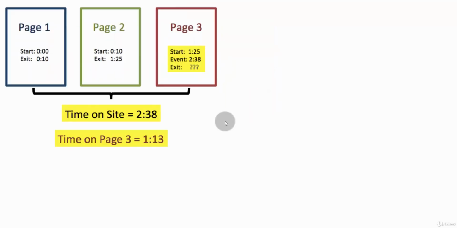This is another example. Let's assume that a visitor is visiting your page 1 at time 0 and then he moves from page 1 to page 2 at 10 seconds. Then he exits page 2 at 1 minute 25 seconds and moves to page 3 at the same time. Then he triggers an event, that is, he may interact with any of the interactive elements present on your website, such as sharing your post on a social network, entering a comment, or voting on a poll, or things like that.